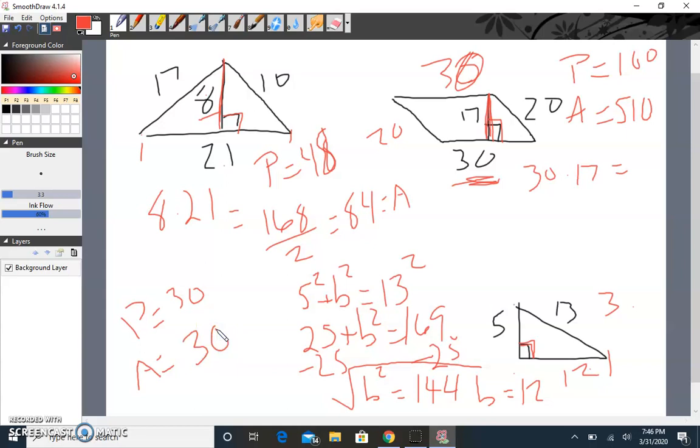Sometimes that happens where the perimeter and the area will be the same. Most of the time, it does not happen that way. So that's how you do your first three when you're doing base times height. And then with a triangle, you have base times height divided by 2.